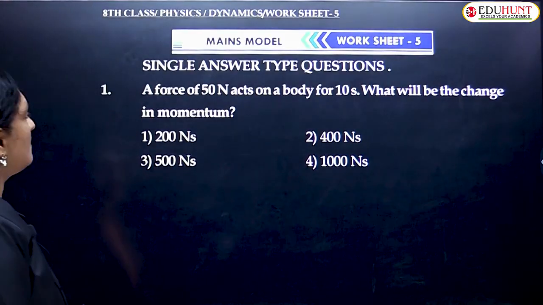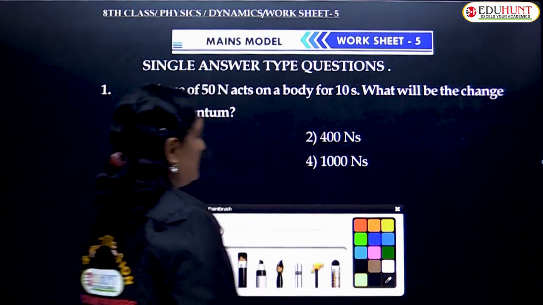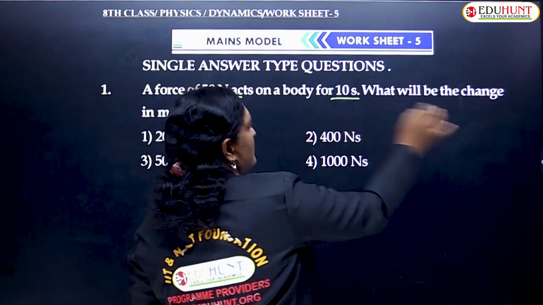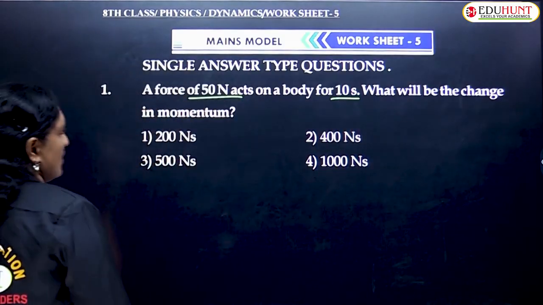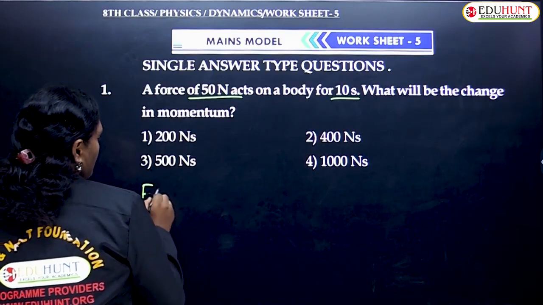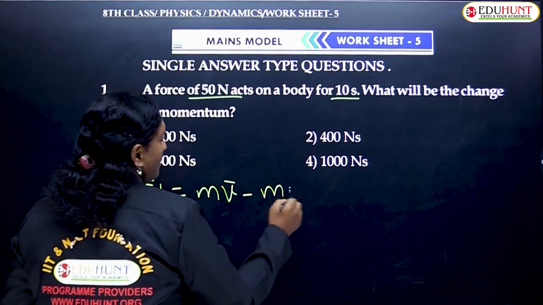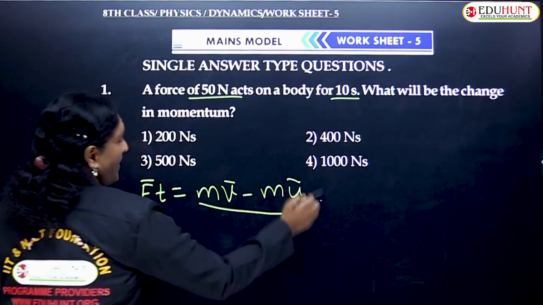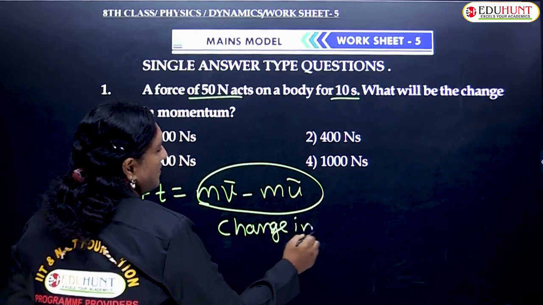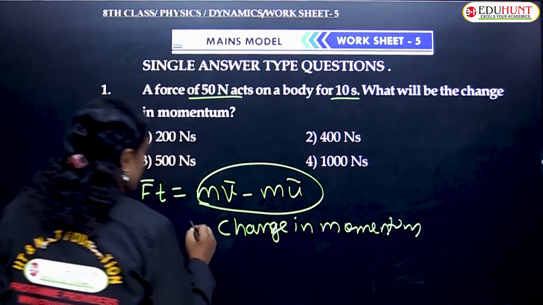So first numerical, children: a force of 50 newtons acts on a body for 10 seconds. Force was given as 50 newtons and time was given as 10 seconds. You are asked to find the change in momentum. Children, we know that the change in momentum is nothing but the product of force and time. So this is your change in momentum, where change in momentum equals force.